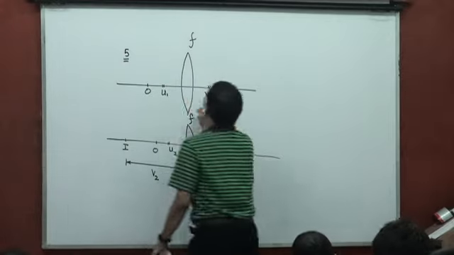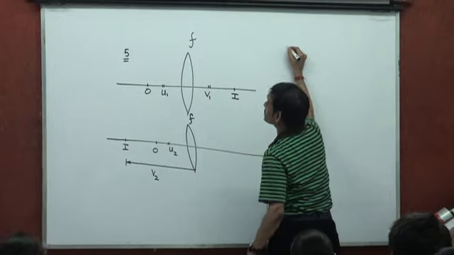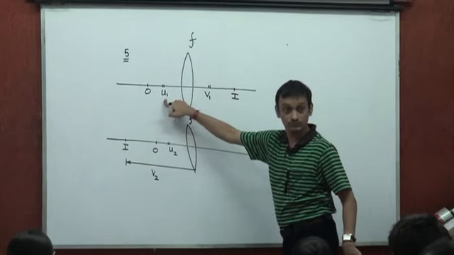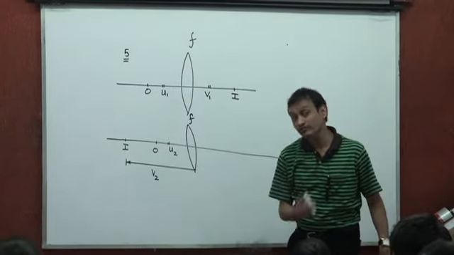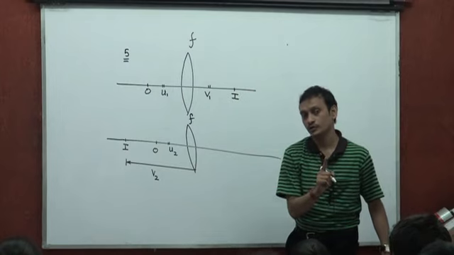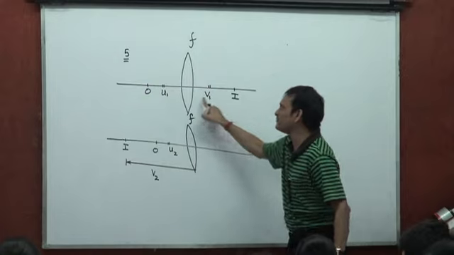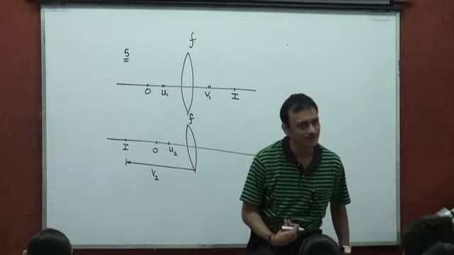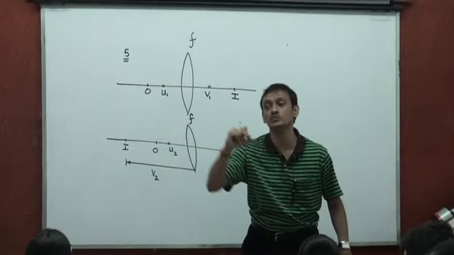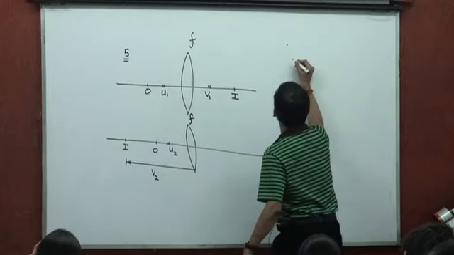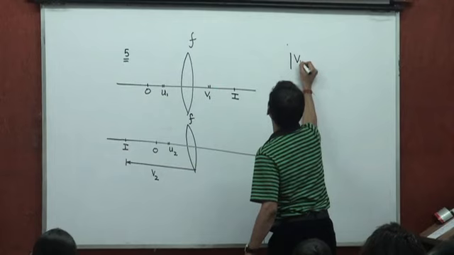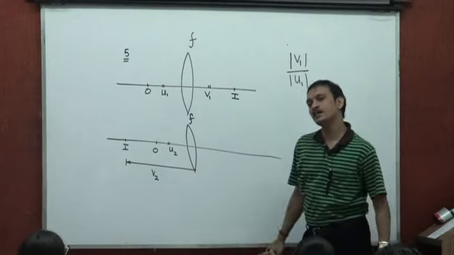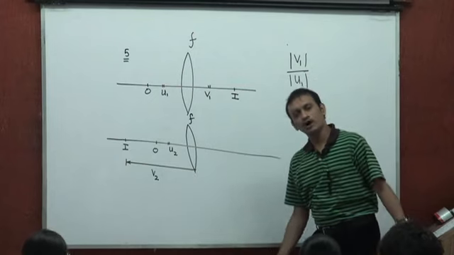Now, what's the magnification? Not v1 by u1, mod v1 by mod u1. I've always told you that magnification I will not treat algebraic. Right? So if I had said v1 by u1, then magnification would become negative because v1 is negative and u1 is positive. So magnification in our scheme of things will always be positive. So magnification is mod v1 divided by mod u1 in this case. What's the magnification in this case? Mod v2 by mod u2.